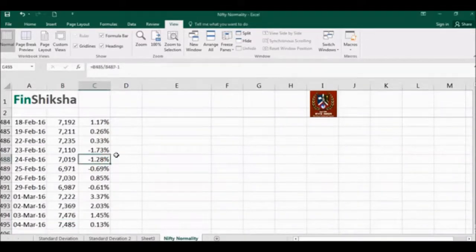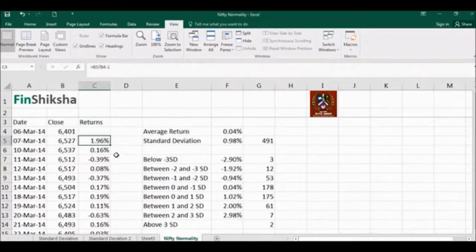How do you calculate return? You basically take today's value minus yesterday's value. You divide this by yesterday's value, and that should be the return value that we get, correct? And I double click it, all the values come here.